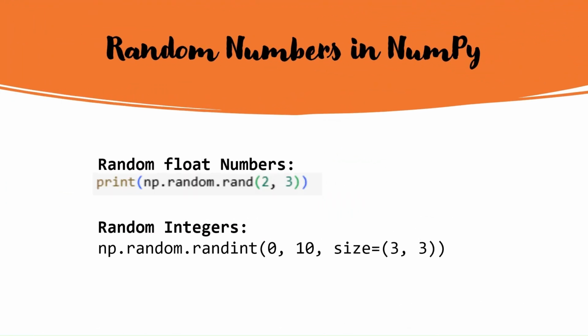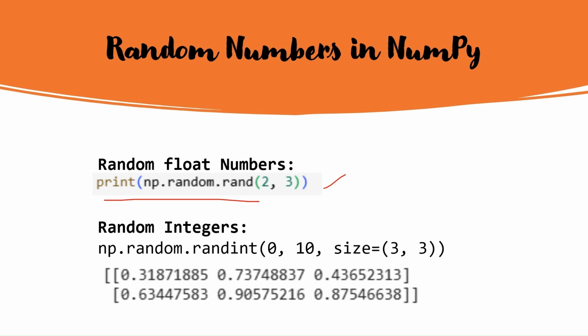Next up, let's explore random number generation capabilities. Generating random numbers is another amazing feature of NumPy. For example, to generate random floats, you can use this. By executing this code, you will get a 2 by 3 array, meaning 2 rows and 3 columns filled with random float numbers. These float numbers are uniformly distributed in the range 0.0 to 1.0, and the shape of the array is determined by the tuple 2, 3.